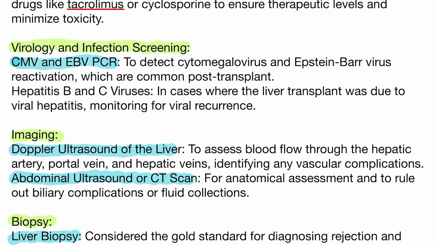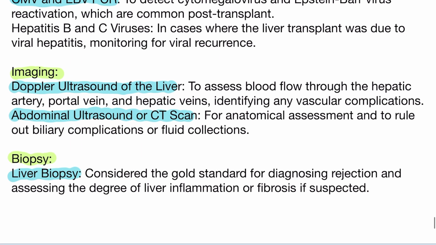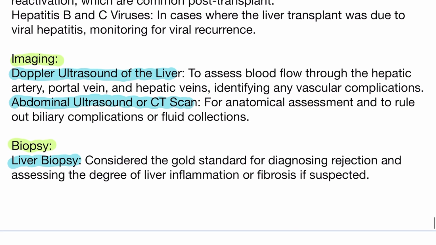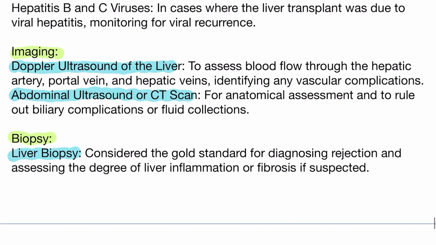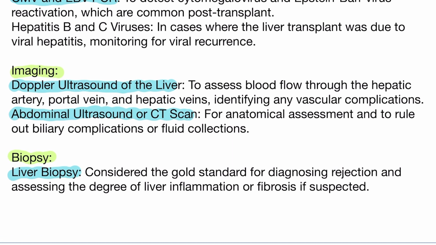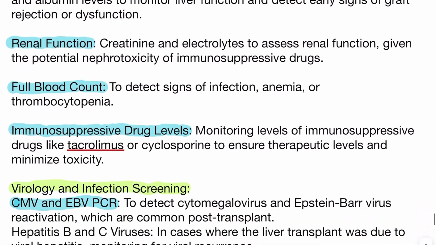Imaging: Doppler ultrasound of the liver, because we want to assess the blood flow through the hepatic artery, portal vein, and hepatic vein, to look for any vascular complications. Abdominal ultrasound or CT scan for anatomical assessment and to rule out biliary complications or any fluid collections. Liver biopsy is considered the gold standard for diagnosing rejection, assessing the degree of liver inflammation or fibrosis if suspected. So this is our investigation approach.